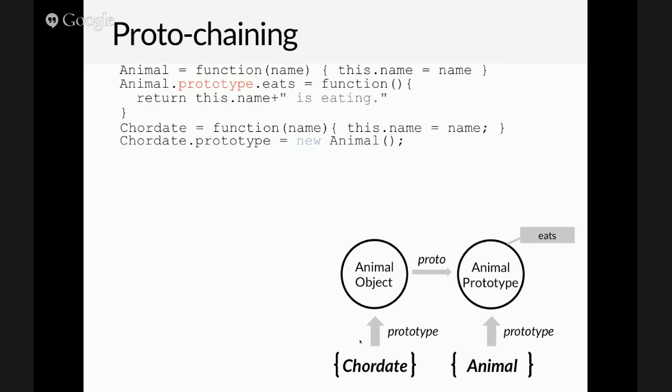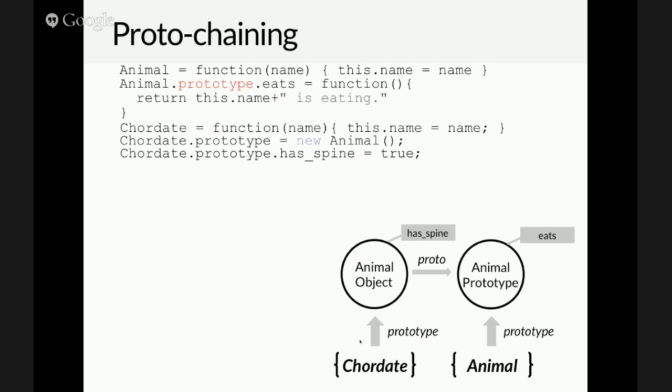With our knowledge of the new keyword, we're going to create a new object in memory with its proto property pointed to the prototype of its constructor. So we're going to create an object with its proto property pointed at animal prototype. Then we are assigning it to chordate.prototype. So chordate.prototype is now pointed at that new object we've created in memory. With this concept, we've now linked the two on our proto chain.